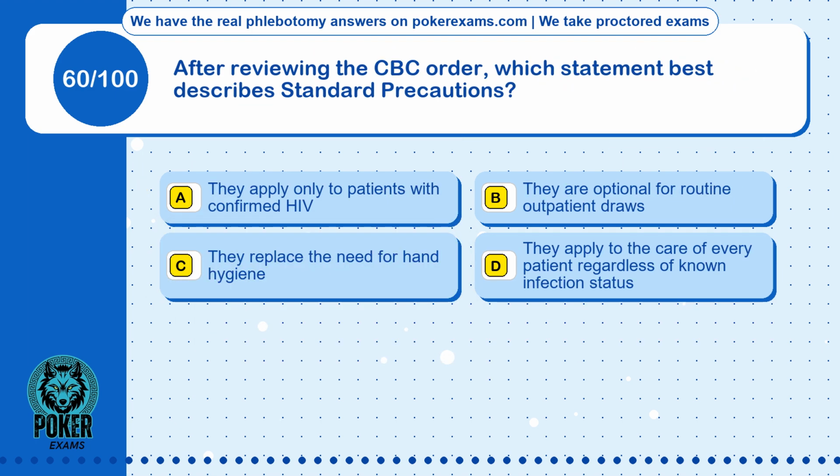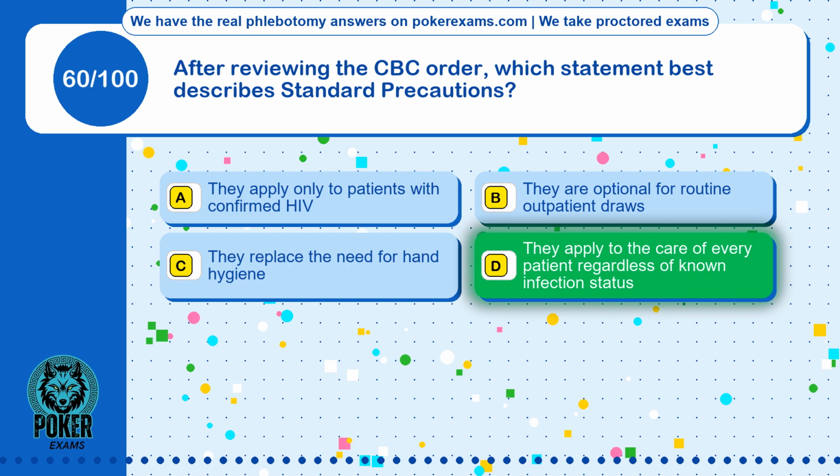Question 60. After reviewing the CBC order, which statement best describes standard precautions? Option A. They apply only to patients with confirmed HIV. Option B. They are optional for routine outpatient draws. Option C. They replace the need for hand hygiene. Option D. They apply to the care of every patient regardless of known infection status.